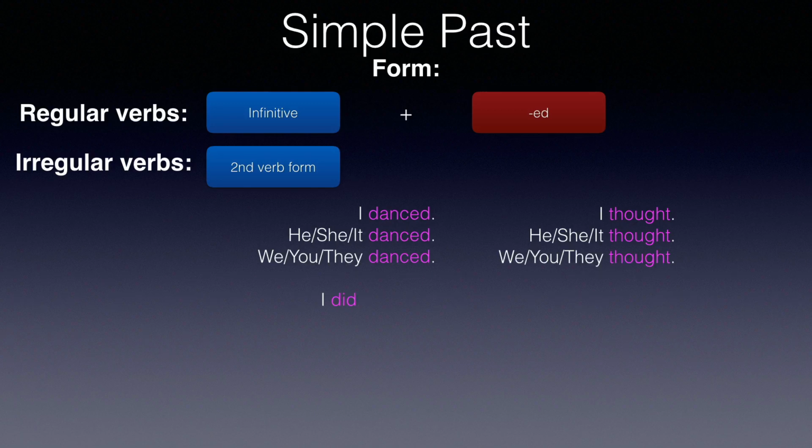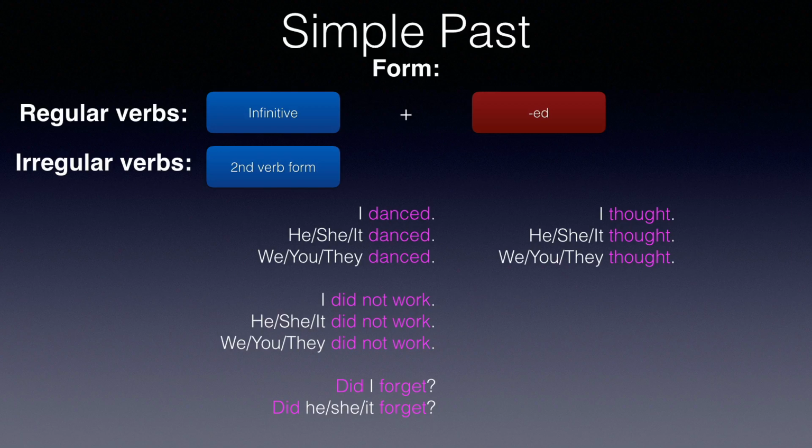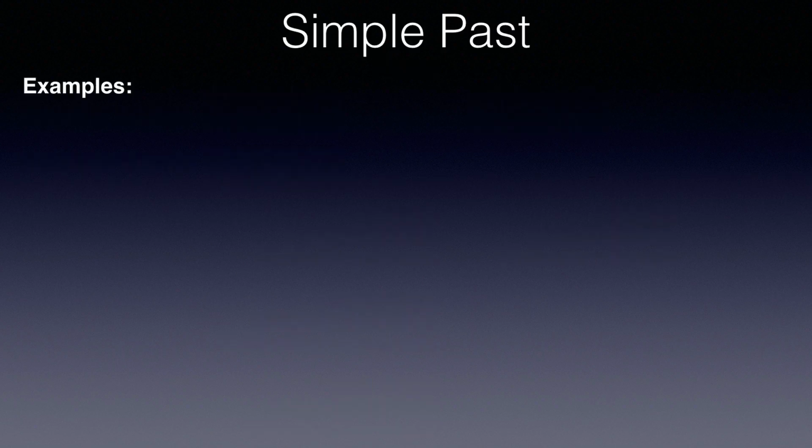Then let's move on. I did not work. We've got a negative here. He, she, it didn't work; did not is the same thing. And we, you, or they didn't work or did not work. Same thing again. And now a question: Did I forget, or did he, she, it forget, or did we forget, did you forget, did they forget? All right, now you know the form of the simple past, and now let's look at some examples.